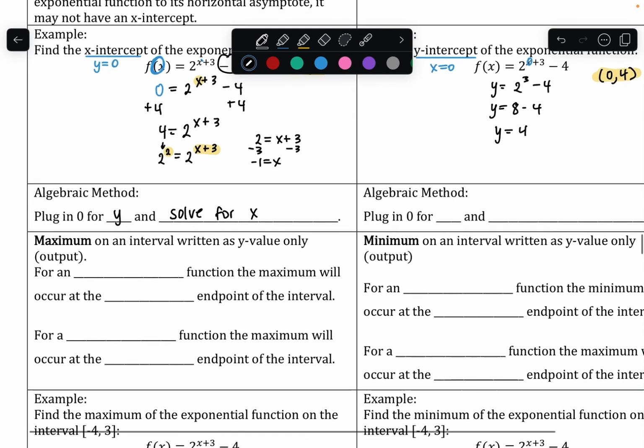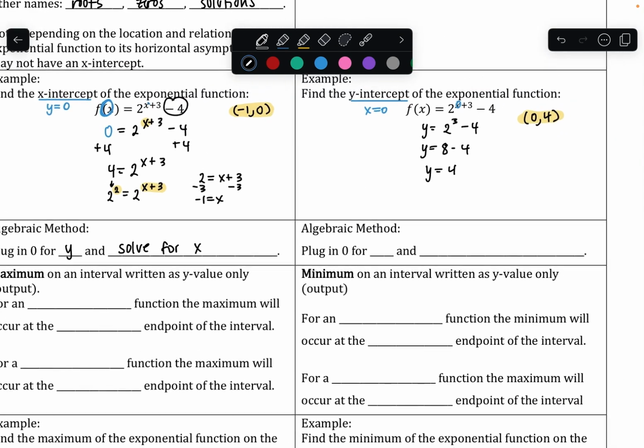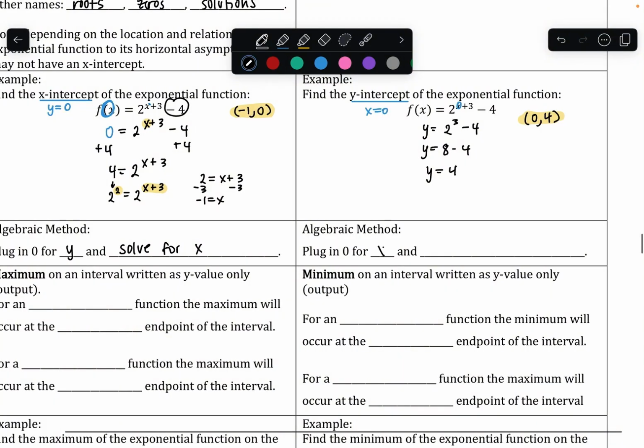That's a little bit harder because you actually have to solve an equation. When you're finding the y-intercept, you're plugging in 0 for x, and you're just simplifying or evaluating the function. And so you can say evaluate, or you can say simplify until you get a number. It's just number crunching.